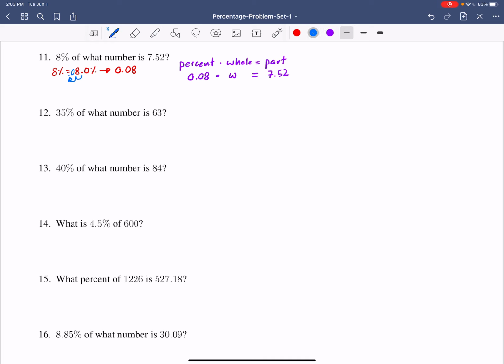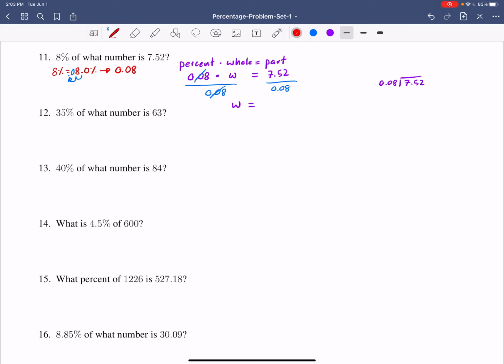Okay, once again, we need a little bit of algebra to get the whole by itself. So we're currently multiplying W by 0.08. So the opposite of multiplying by 0.08 is dividing by 0.08. But if we divide one side of the equation, we have to divide the other side. So these cancel each other out. All that's left on the left side is W. But on the right side, we need to do a little division. So remember, this is 7.52 being divided by 0.08.